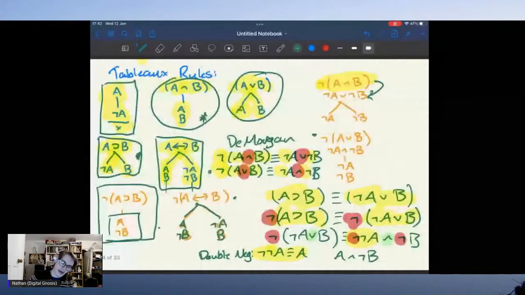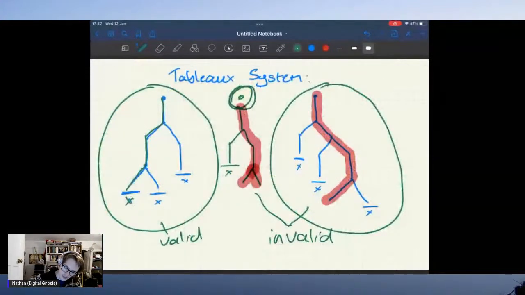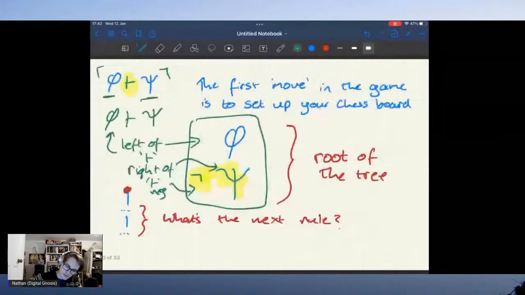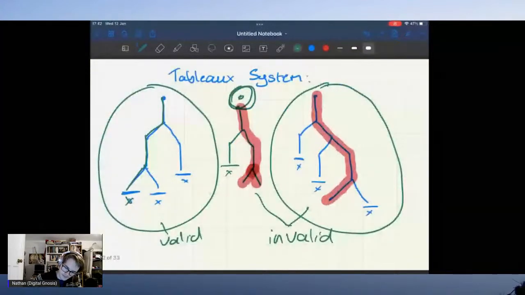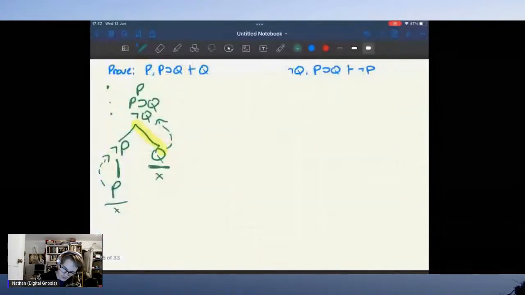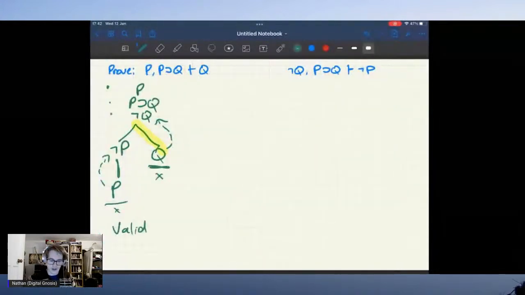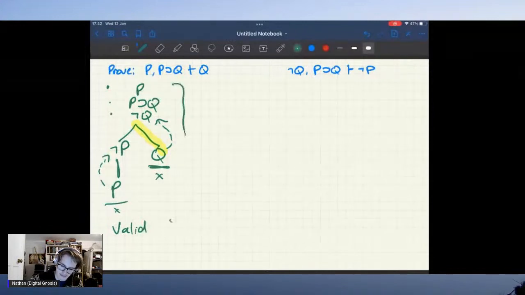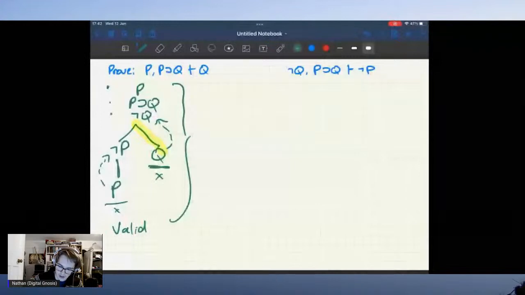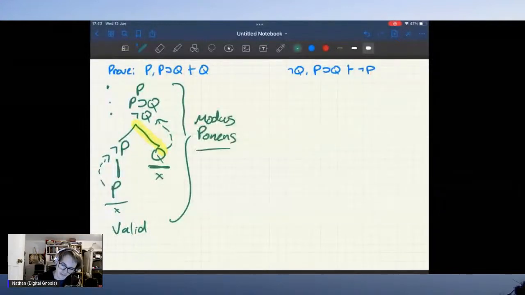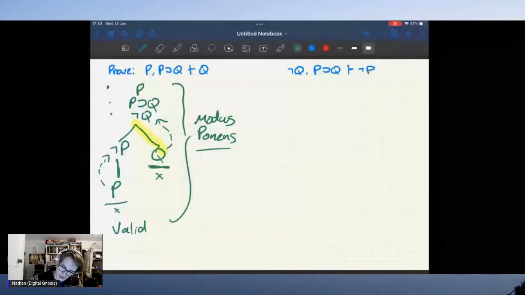and we know that in the case where all our branches are closed, that is proof theoretically valid. So we can say that is valid. That is actually a proof of the argument form modus ponens, to give it its fancy Latin name. And now we've got this next one that we're going to do.